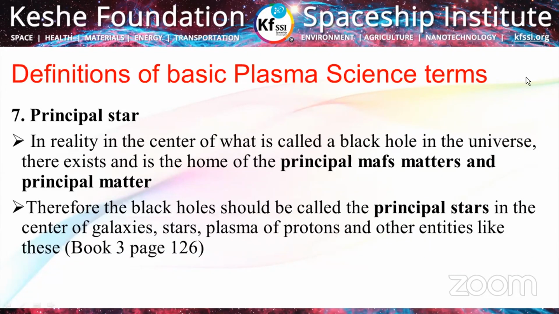He calls it a principal star, and he says in reality, in the center of what is called a black hole in the universe, there exists and is the home of the principal magnetic fields, matters, and principal matter. Therefore, the black holes should be called the principal stars in the center of galaxies, stars, plasma of protons, and other entities like this. And this is explained in book 3 on page 126. The pages may differ depending on which edition of book 3 you have.